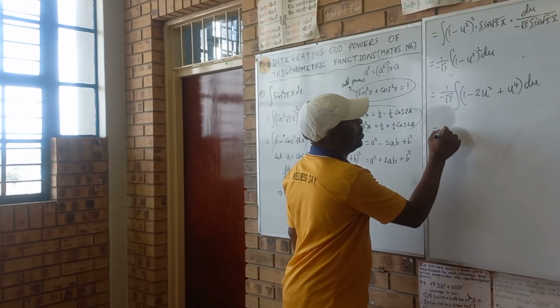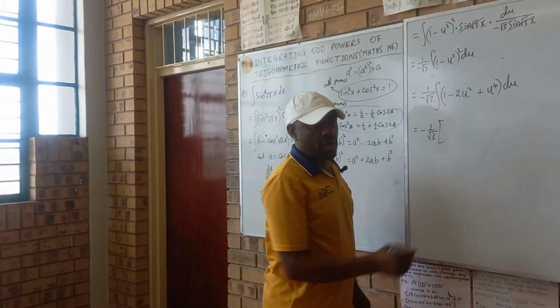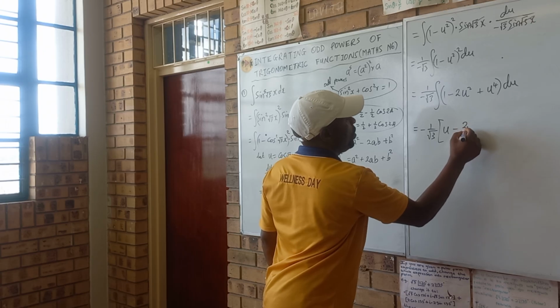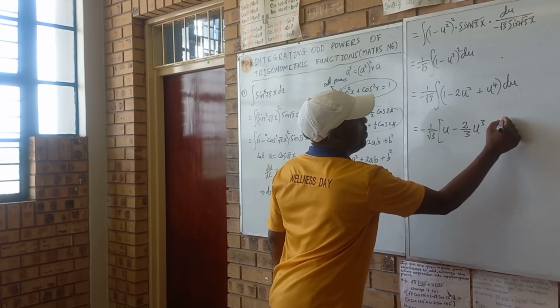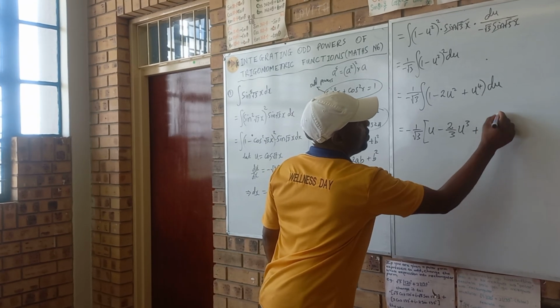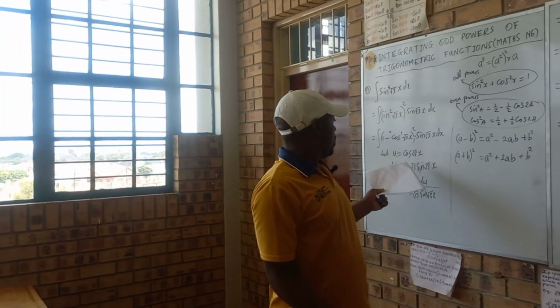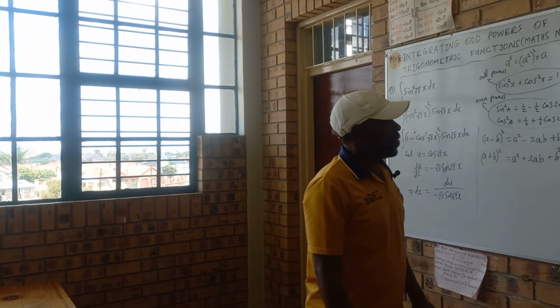So we're now going to integrate. In terms of u, you integrate 1, it gives you u, minus, you integrate u squared, you get 2 over 3 u cubed. Then you integrate u to the power 4, it's u to the power 5 over 5, plus c. Then we will now check what is the meaning of u again. And u is cos root 3x.